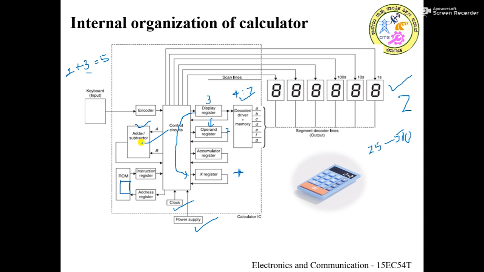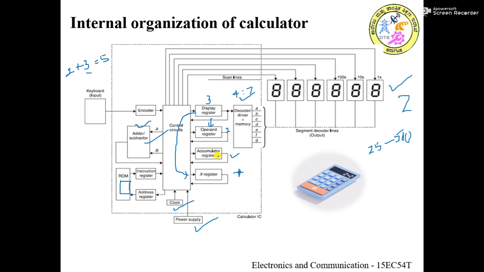So this adder or subtractor circuit has to get the two operands. One operand it will get from the display register, another operand it will get from the operand register. The 2 and 3, once it gets them from the display and operand registers, it does the addition operation. The result is computed as 5. That 5 will go directly into the accumulator register. Now I hope you understood the purpose of the accumulator register. The accumulator register is used to store the result after the computation.